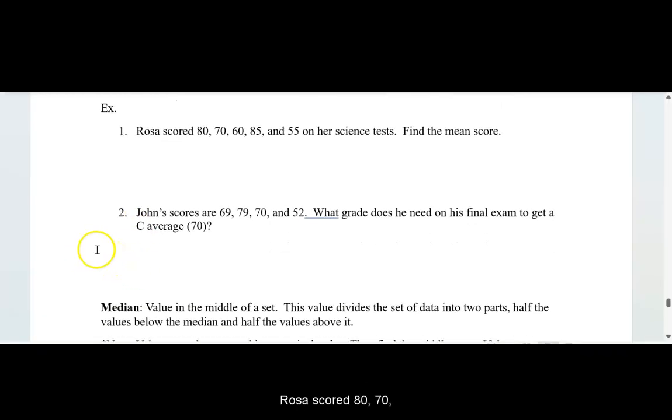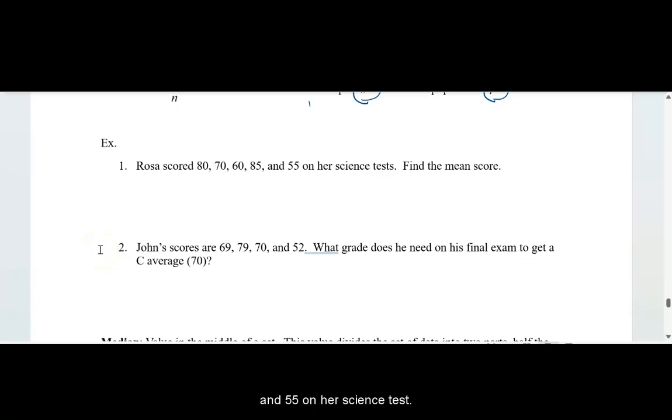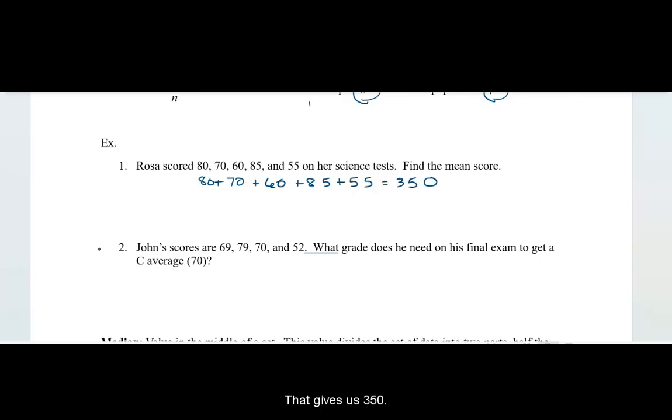Rosa scored 80, 70, 60, 85, and 55 on her science test. Find the mean score. The formula that we just talked about says that the first thing we do is add up all of our data values. So I'm going to add up every single number from our data set. That gives us 350.